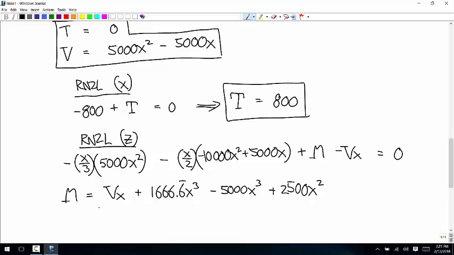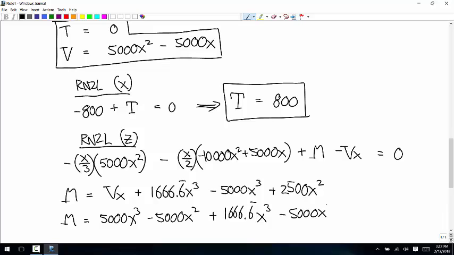Okay, and so the last thing we have to do is plug in our expression for V. So the bending moment is equal to 5,000 x squared minus 5,000 x, times x, plus 1666.6 repeating x cubed minus 5,000 x cubed plus 2,500 x squared.